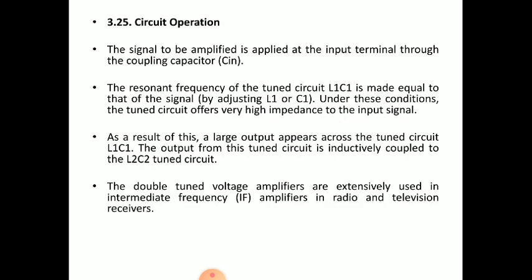And the circuit operation is as follows. The signal to be amplified is applied at the input terminal through the coupling capacitor C in, right? The input signal which has to be amplified is applied across the input. The resonant frequency of the tuned circuit L1 C1 is made equal to that of the signal by adjusting L1 or C1. Under these conditions, the tuned circuit offers very high impedance to the input signal.